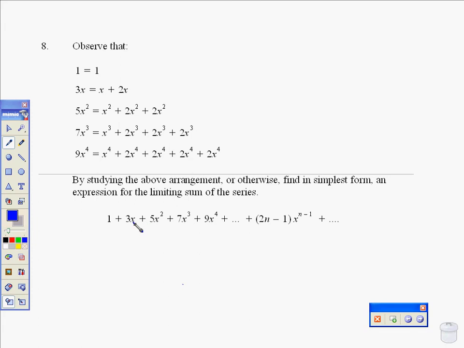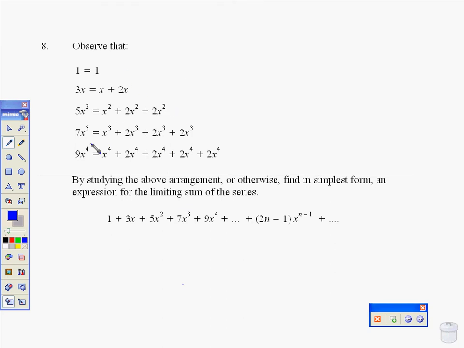Now, if we look at it as we go along, we're not seeing a geometric series to start off with. Now that's the problem. It's like, wait on, if it's going to be a limiting sum of a series, don't we need to see something that's a geometric series? So there's the trick. We need to bring in this part here.